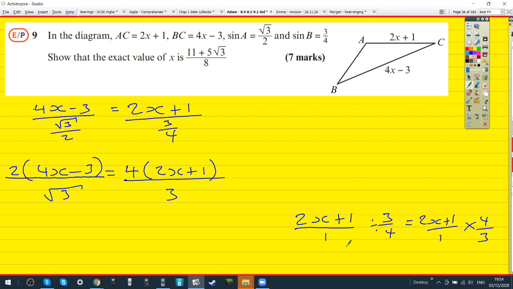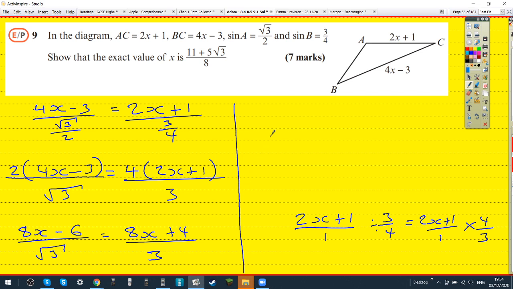Okay, so we have to make x the subject. How will we do this? So would you work out the brackets first? So it'd be (8x plus 6) over square root of 3 equals (8x plus 4) over 3. And then would you have to do something about the square root of 3? You'd have to change that. Then you could get rid of the denominators by multiplying. You could cross multiply.